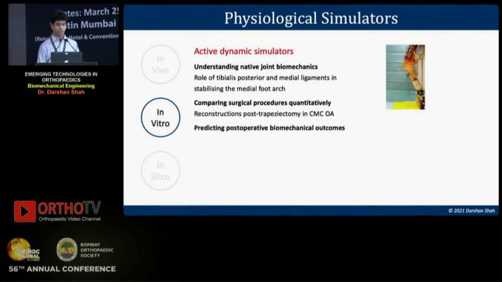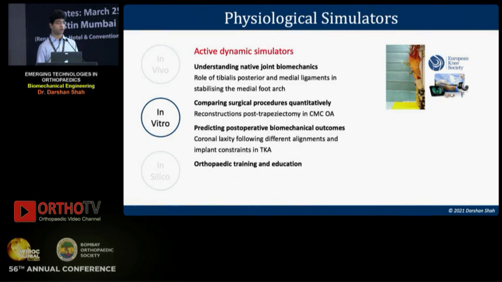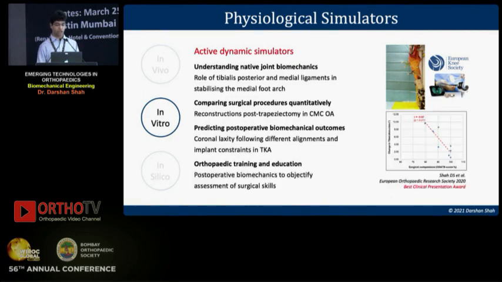The knee simulator that I worked on, very easy to imagine how we use this simulator to predict post-operative biomechanical outcomes like coronal laxity after different alignment techniques or different implant constraints post-TKA. And more importantly, we have also used these simulators for orthopedic training and education, where we could show that when we compared fresh residents to really trained surgeons, the biomechanical outcomes, post-operative outcomes, had a correlation to the expertise of the surgeon based on the outcomes we get from the simulator.